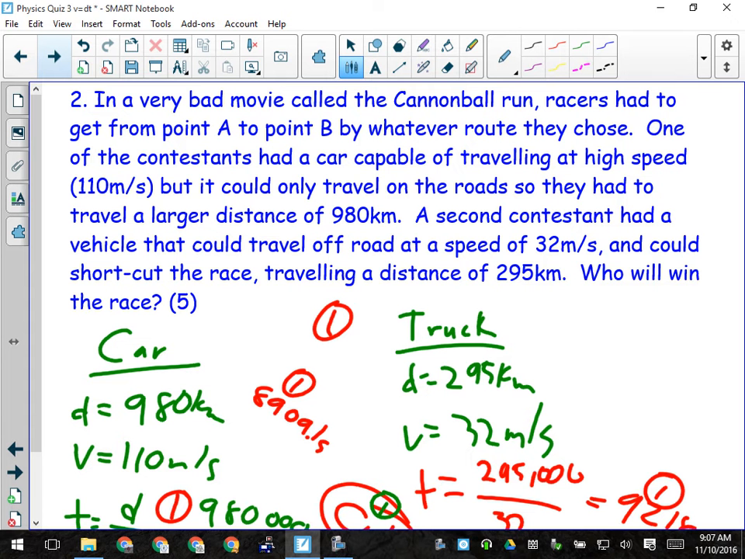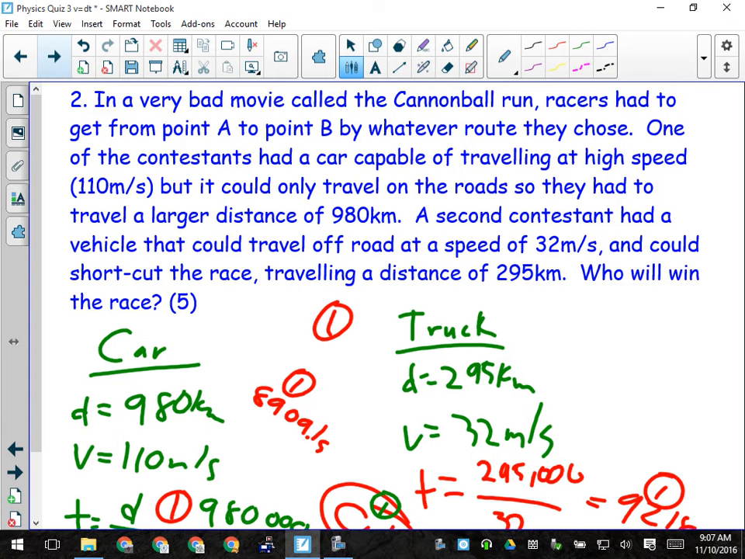Meanwhile, these other guys, they can go anywhere they want. They can take dirt roads, back roads, no roads. They can travel at 32 meters per second, but the shortest route between 2 points is a lot shorter than having to follow all the roads. So they're going to only go 295. We're looking for who will win.